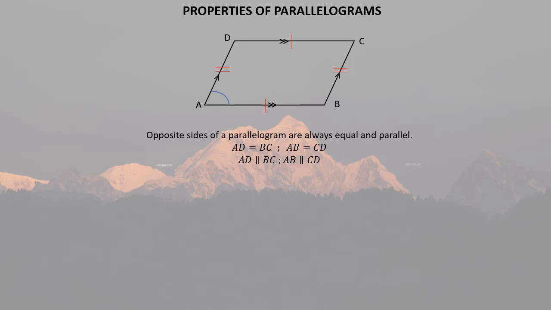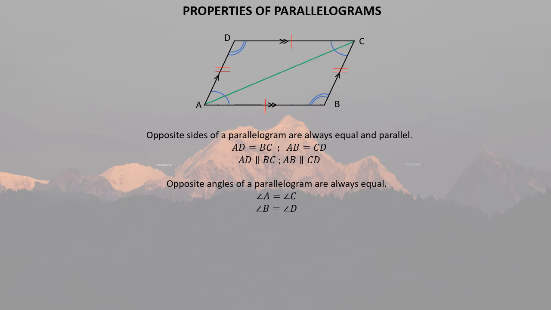Next property, we have angle A, angle C, and angle B, and angle D. These are the opposite angles to each other, and in a parallelogram, the opposite angles are always equal. So we can write them as angle A equals angle C and angle B equals angle D.